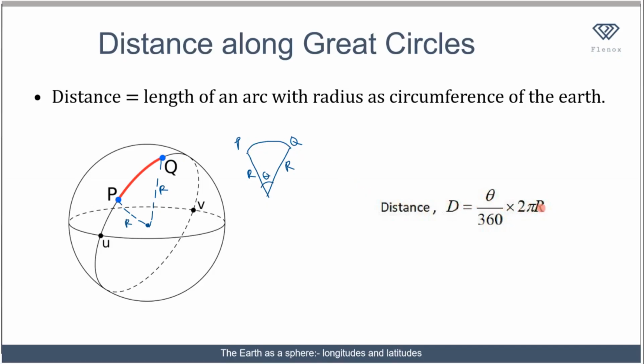But in this case now, r is the radius of the earth, and the radius of the earth is given as 6,400 kilometers. So you have to know that. So when you have distances along great circles, what you do is to calculate distance, which is theta over 360 times 2 pi r, where r is the radius of the earth. So let's look at some examples.